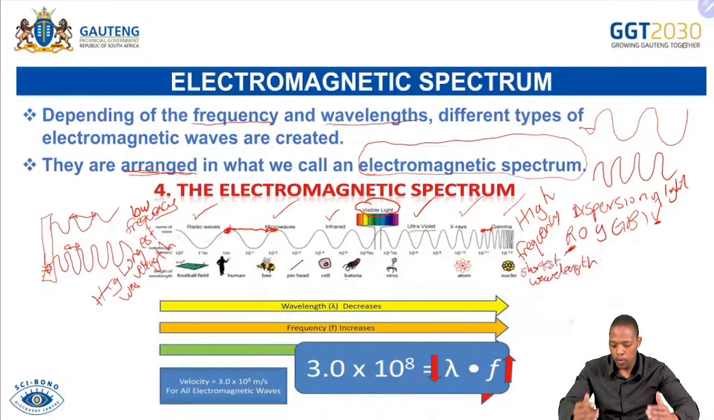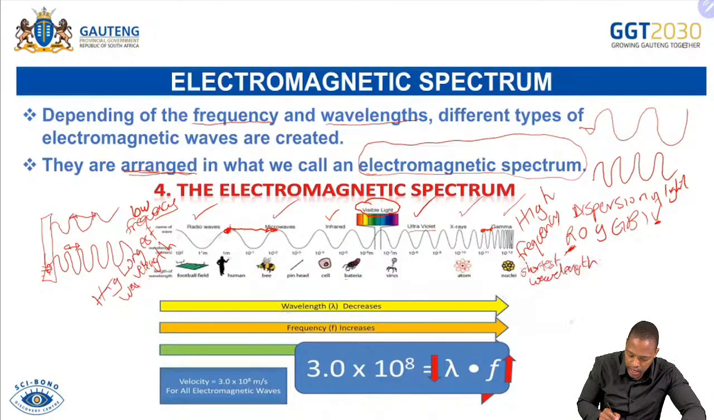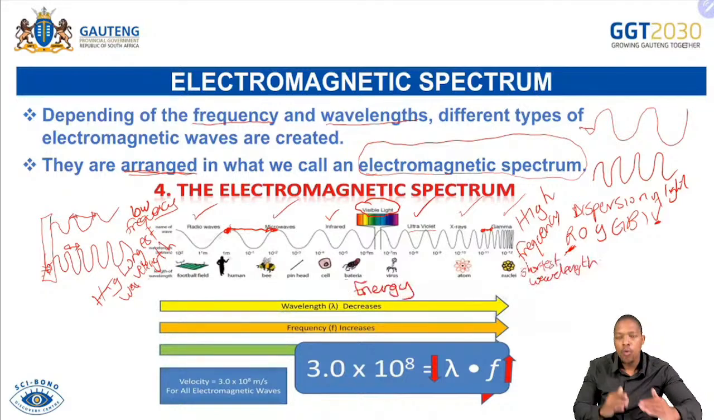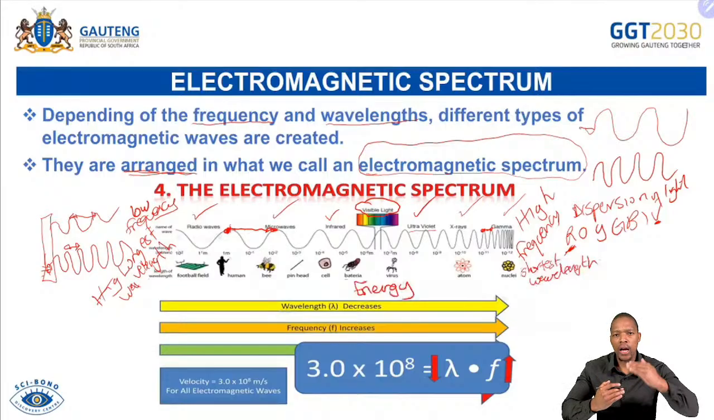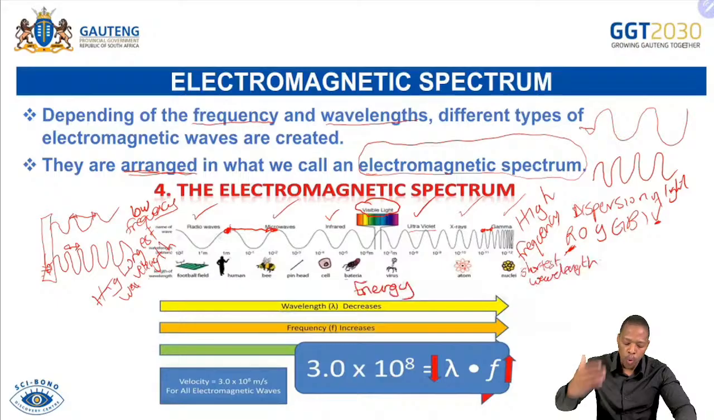Okay? When frequency increases, grade 12, it increases with also energy. You would remember that waves are just a transfer of energy. You would remember that the particles are vibrating, but then while the particles are vibrating, they transfer energy, which is why we eventually end up having the wave, because it's a transfer of energy from one particle to the next. You would remember that the particles are not actually moving from one point to another point. They are just vibrating.